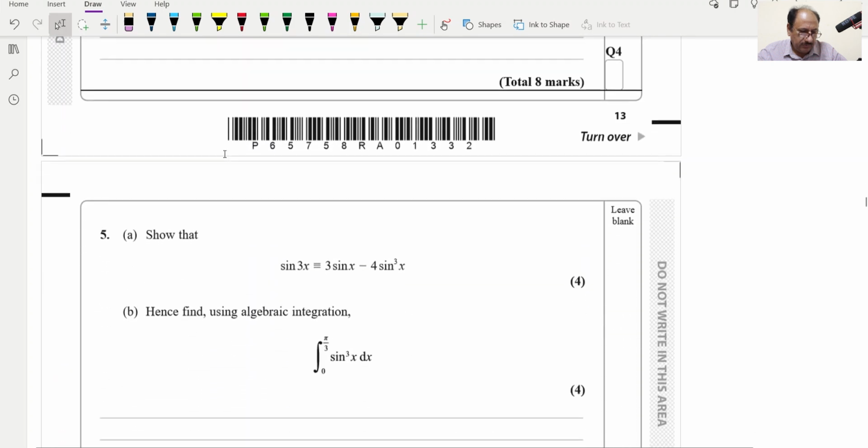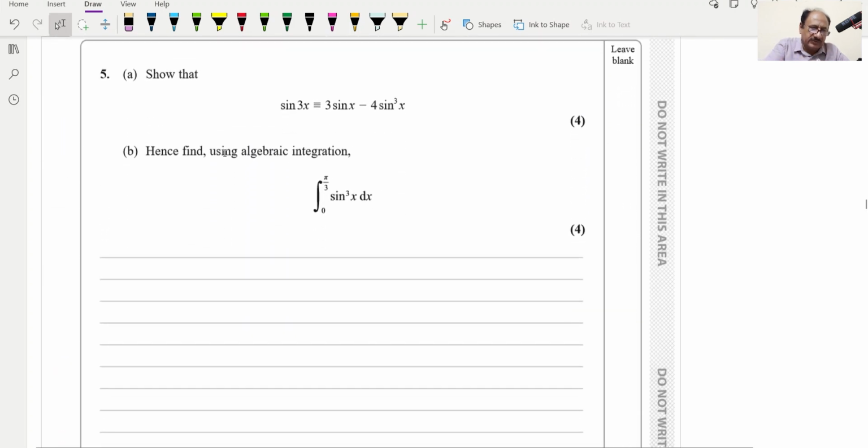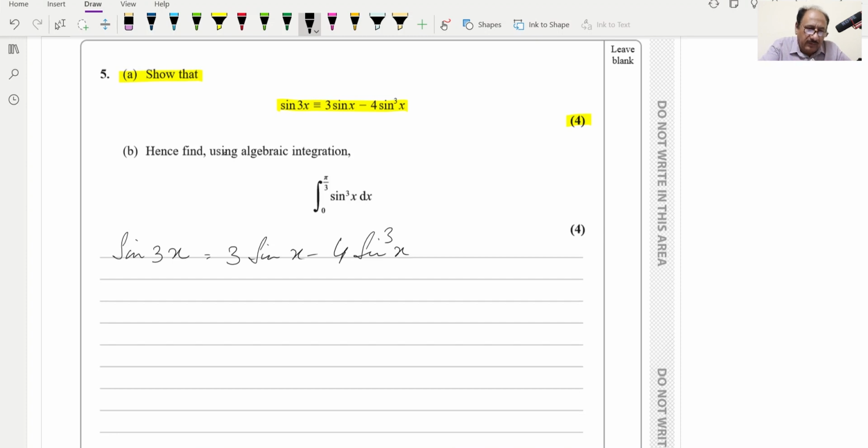Now we can move to question number 5. Question number 5 says show that this is equal to this, and this is a 4-mark question. So we can copy this question over here. Sine of 3x is equal to 3 sine x minus 4 sine cubed x. This is what we have to prove, and here we can apply the formula, basically sine a plus b.